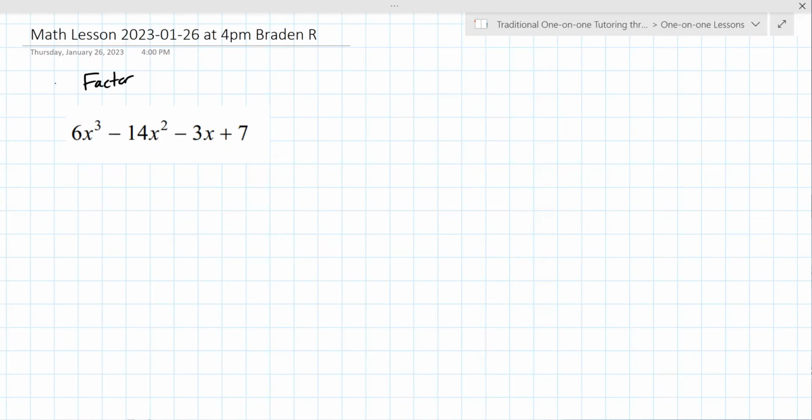Any questions on this one? No, I think I got an answer. So you said factoring, right? Yeah, this is a factor problem. I got 2x squared minus 1 times 3x minus 7.